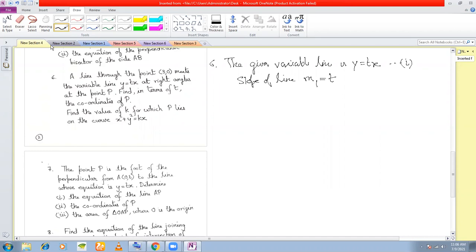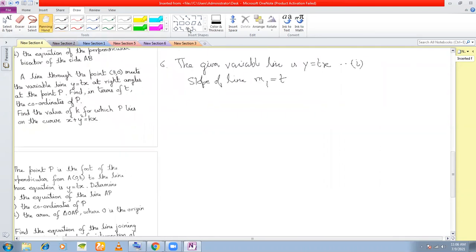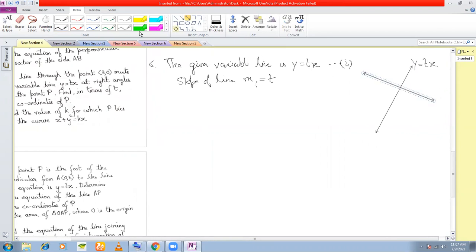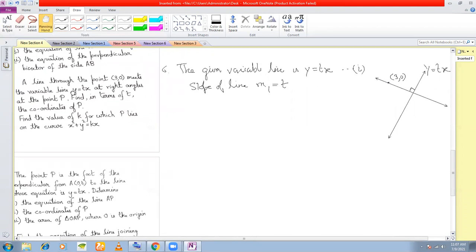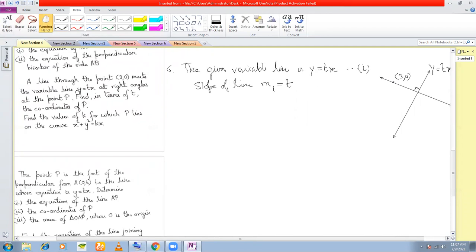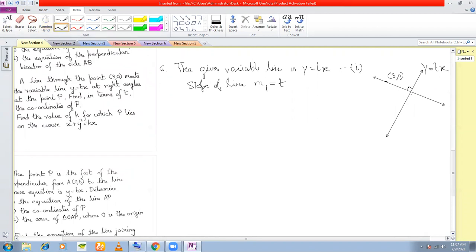Now there is another line. Let me draw the figure. Maybe then you'll be able to understand better. This is the line y equal to tx. Another line is at right angles to this line, and this line passes through the point (3, 0). This is 90 degrees, a right angle to the line y equal to tx. The question here is to find, in terms of t, the coordinates of P. So this line meets this straight line at P. You need to find out the coordinates of P.